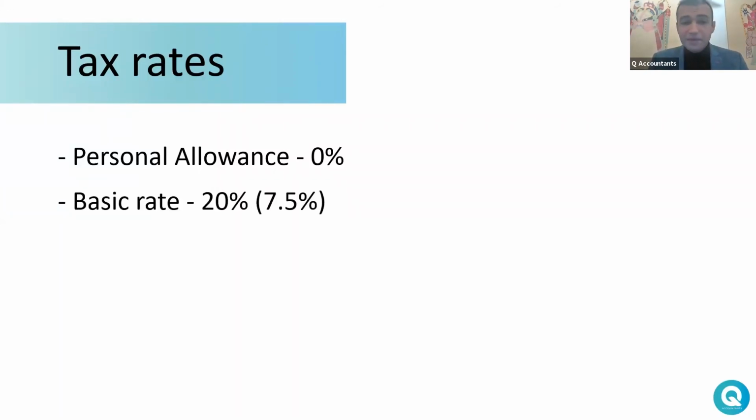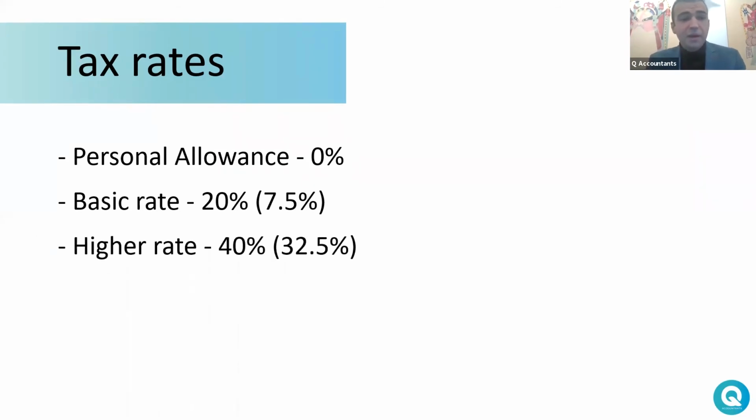Then you have a basic rate of 20%. You have 12,500, and the next 37,500 is at 20%. If it's salary it's 20%, but if it's a dividend that you took, it will be only 7.5%. You can see from here why it is more beneficial to take dividends rather than salary. And the higher rate, if you're earning more than 50,000 per annum, you're paying 40%. And again, for dividends it will be 32.5%.